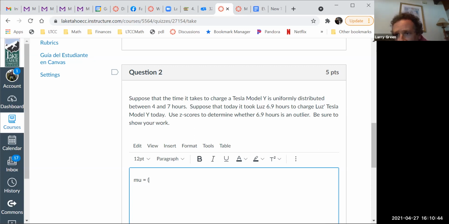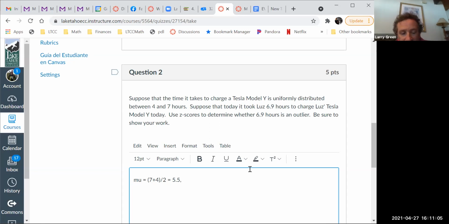You're close, Jack, but it's not minus, it's plus. Because the average of two numbers, you add them and divide by 2. So it's 7 plus 4 over 2, and that is 5.5. 11 halves is 5.5.